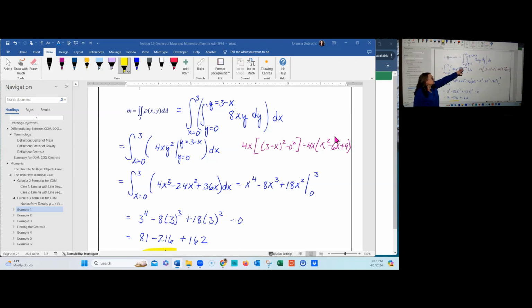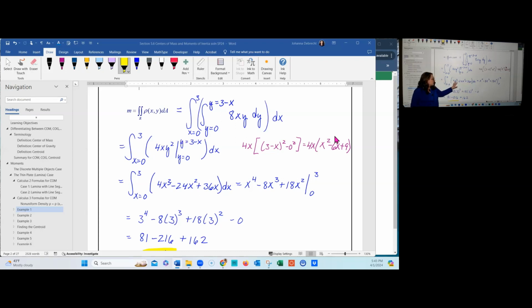So when I integrate with respect to y, I get 8xy squared divided by 2, or 4xy squared. I evaluate between the limits of y, and that's going to give me (3 minus x) quantity squared minus 0, which becomes x squared minus 6x plus 9, and then I distributed the 4x, which gave me a new integrand for the outer integral of 4x cubed minus 24x squared plus 36x.